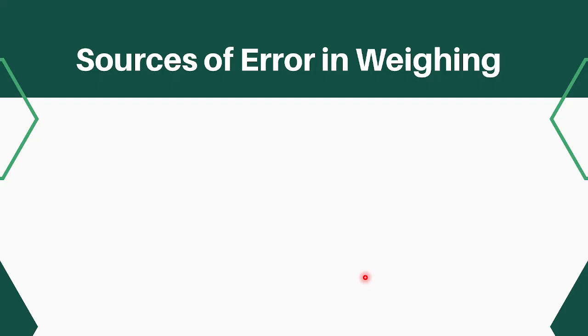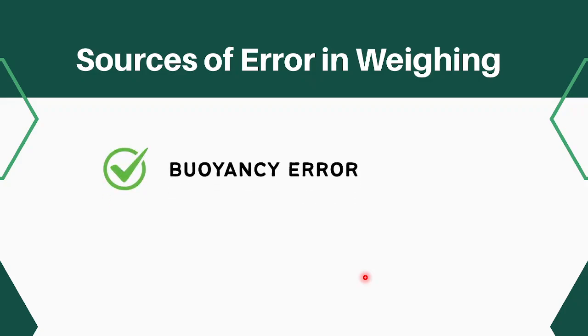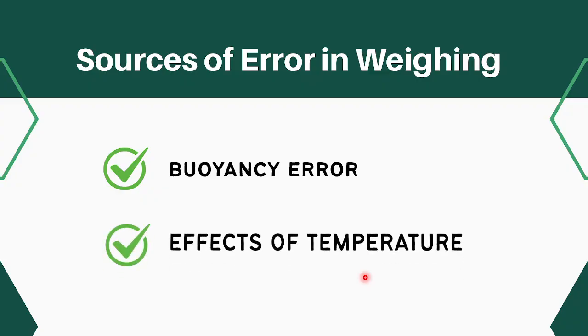Now, dili gyud nato malikayan nga may mga mali nga mahitabo in the process of weighing. Okay? Of course naa man diyan ang mga error. There is always room for error in everything that we do. And so, in weighing, we have here two sources of error in which mali, like dili accurate ang makuha na timbang. So, we have here the buoyancy error and the effects of temperature. So, these are the two sources of error in weighing.